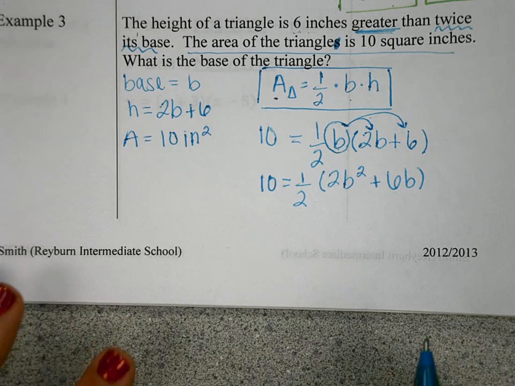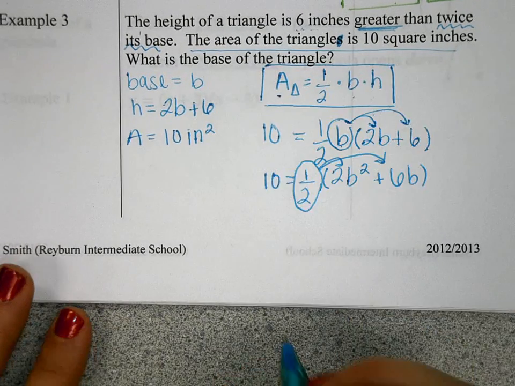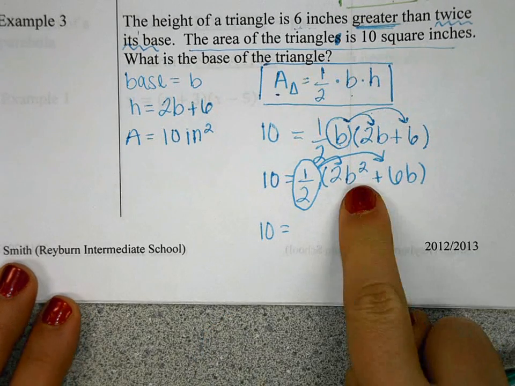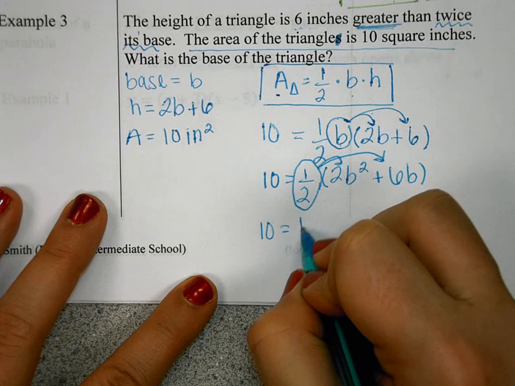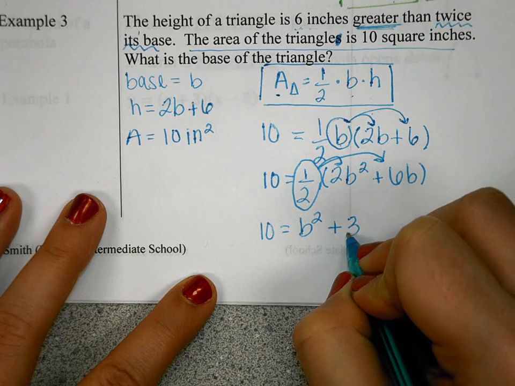Now what do I do? Distribute the half. Yeah, distributing 1/2 is the same as dividing by what, guys? 2. By 2. So what's that going to give me? b squared plus 3b.